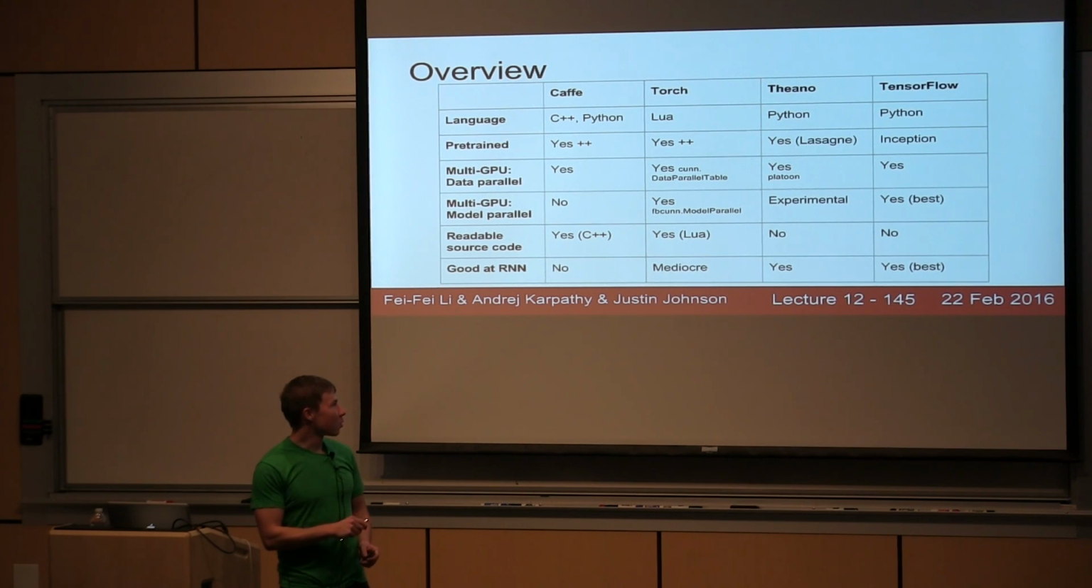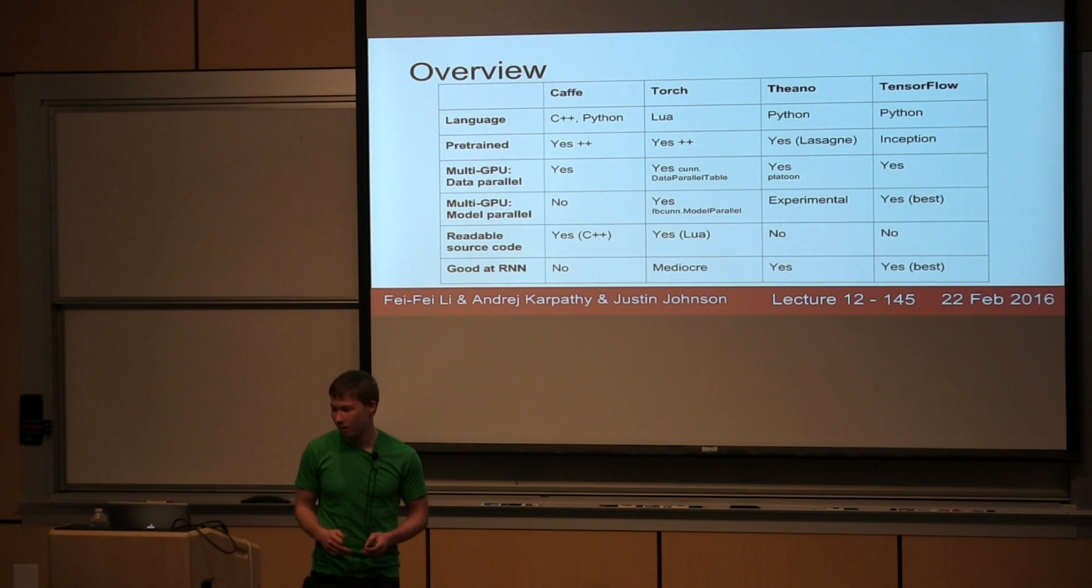OK, so I put together this quick comparison chart between the frameworks that I think covers some of the major bullet points that people care about. Talking about what language it is, whether they have pre-trained models, what kind of parallelism you have, how readable is the source code, and whether they're good at RNNs.